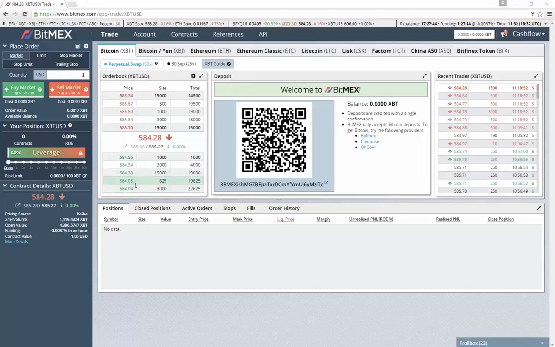This is a tutorial on how to use Bitmex. Bitmex is a Bitcoin derivatives exchange. It allows you to trade futures contracts. All profits are locked in and denominated in Bitcoins, and you can only withdraw and deposit Bitcoins onto this exchange.